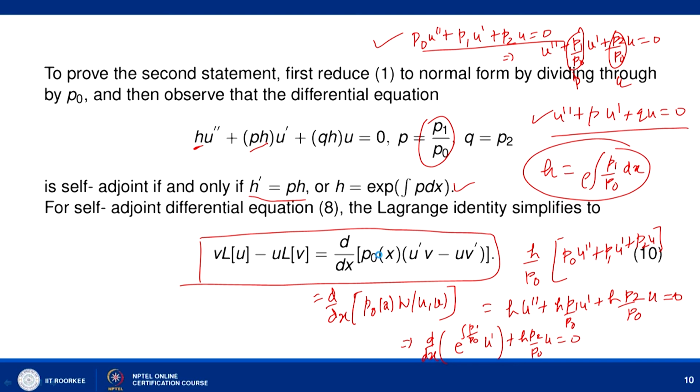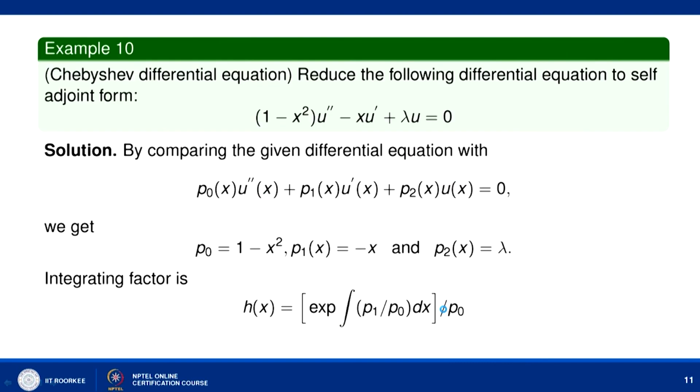So here the Lagrange identity simplifies to vLu minus uLv equal to d by dx of p naught x (u dash v minus uv dash), which I can write as minus d by dx of p naught x times W of u, v. So now let us consider one example.